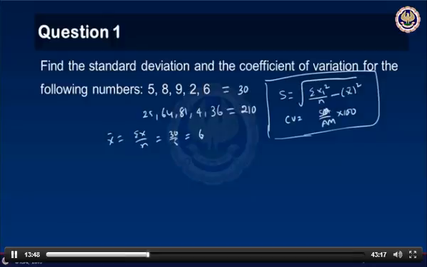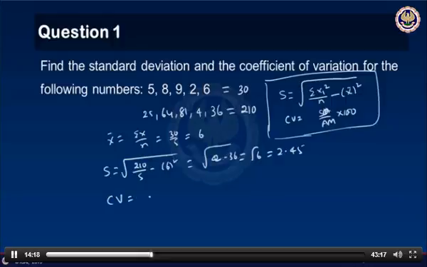30 by 5 is 6, so the mean is 6 here. Then standard deviation equal to the square root of 210 by 5, since the number of observations is 5, minus the mean 6 whole square, which is 42 minus 36, which equals square root of 6, which is 2.45. Further, the coefficient of variation CV equal to standard deviation 2.45 by mean 6 into 100, which is equal to 40.83%.